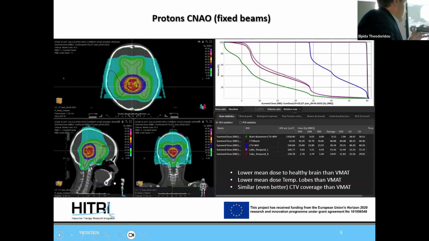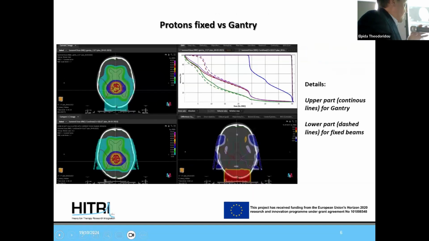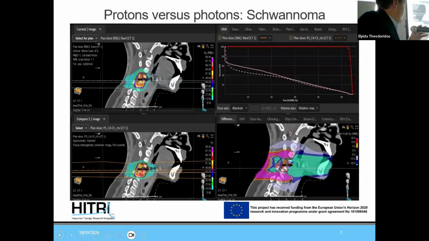The same exercise can be performed with the gantry, so no particular difference is seen in this case for gantry or fixed beam line with protons. So even for this simple case, protons show a clear advantage. But this is not the most elective case, let's say.